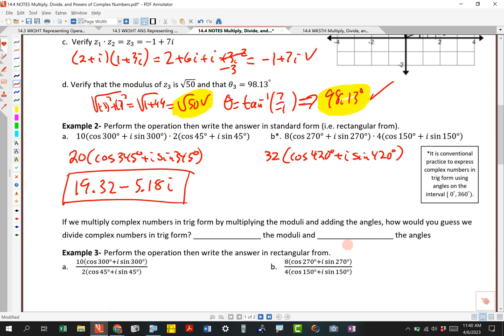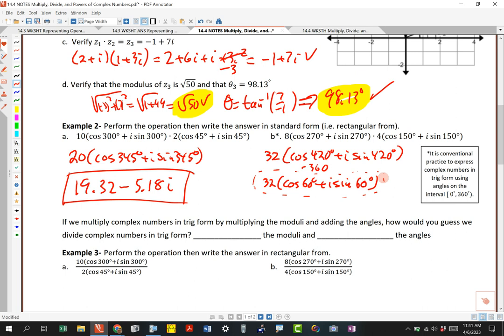By convention, we normally say these angles when we're writing in polar form, trig form, cis notation, however you want to call it. We usually use angles that are between 0 and 360. So what I'm going to say is, look, 420 goes around the circle once plus a little bit. I'm going to subtract 360, so we end up with this: 32 cosine of 60 degrees plus i sine 60 degrees. So this would be the answer if we wrote it in polar form.